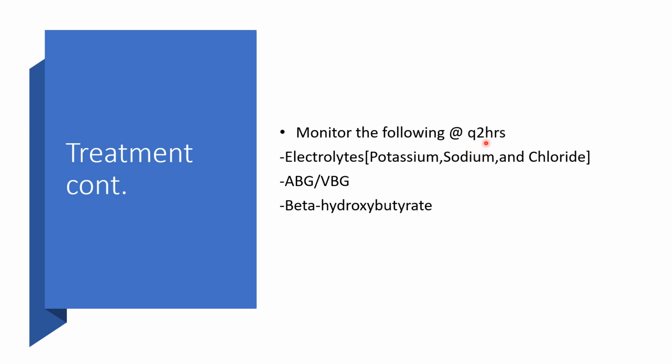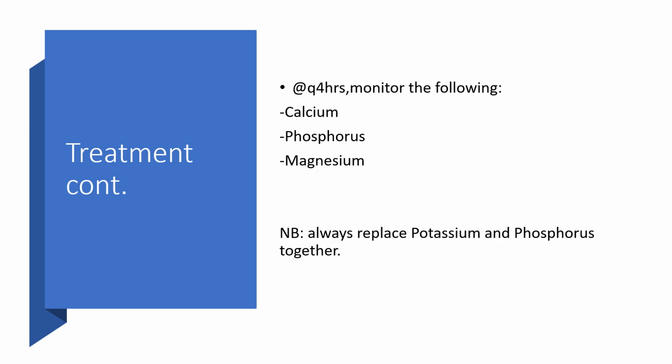Still on monitoring, what are we going to monitor every 2 hours? Electrolytes. Every 2 hours, we must know the value of potassium, sodium, and chloride. Arterial blood gas, venous blood gas every 2 hours. And beta hydroxybutyrate every 2 hours. Every 4 hours, we'll monitor for certain stuff like the value of calcium, phosphorus, and magnesium. Someone is saying, so not as important as potassium. Always replace potassium and phosphorus together, please.